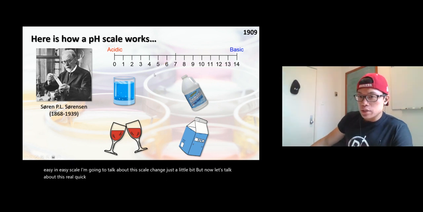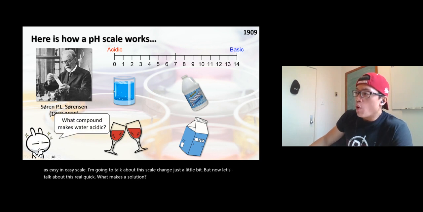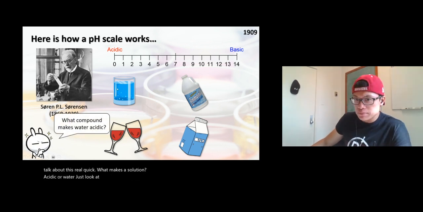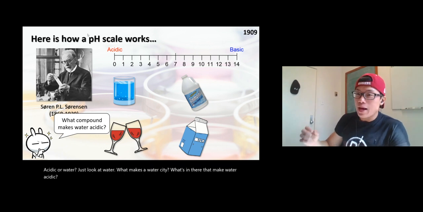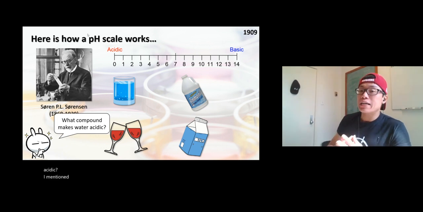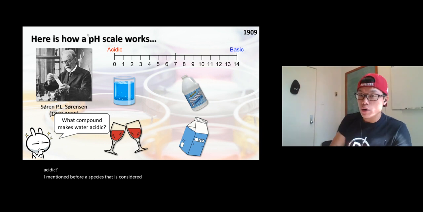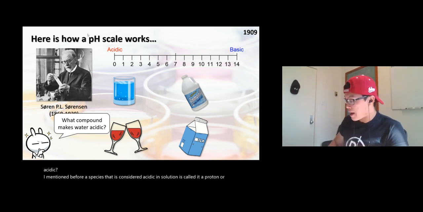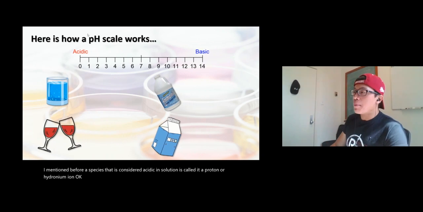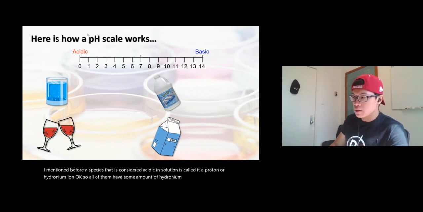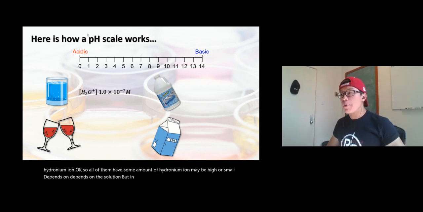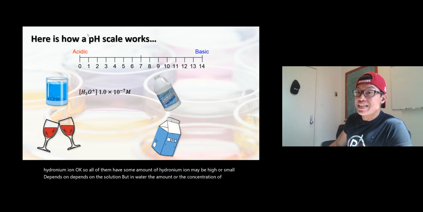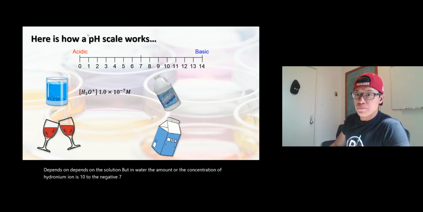But first, what makes a solution acidic? Just look at water. What's in there that makes water acidic? As I mentioned before, a species that is considered acidic in solution is called either proton or hydronium ion. All of them have some amount of hydronium ion, maybe high or small, depending on the solution. But in water, the concentration of hydronium ion is 10 to the negative 7 molar. It's really, really small. We call water neutral.